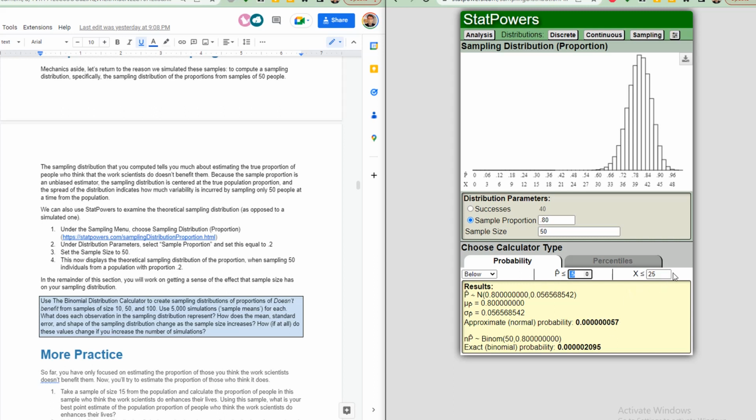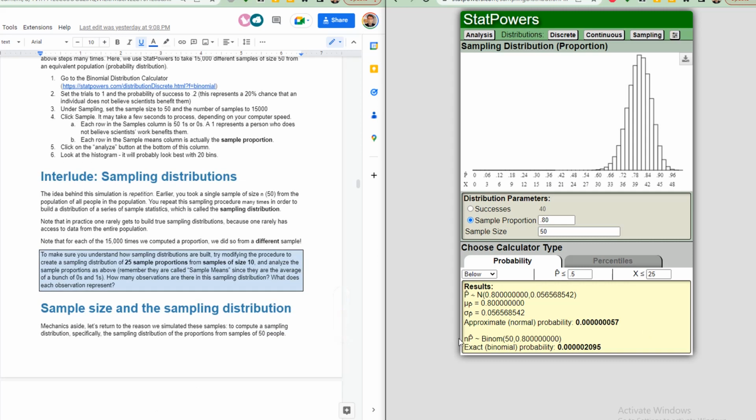That is 0.0000000057. So in other words, there's the chance that I would do this kind of sampling and get something like 25 or fewer people who say they believe science doesn't help, or 25 or fewer that say science does benefit. The chances are so minuscule that out of 15,000, likely I get none, right?